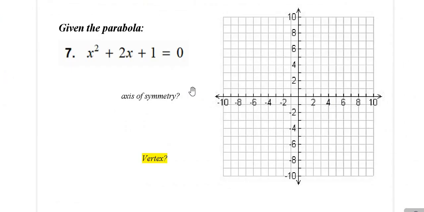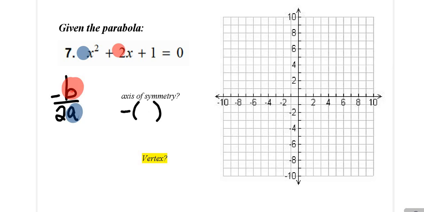Coming over here. Step number 1, our axis of symmetry is negative b over 2a. Once again, b is going to go right there. That's 2. Your a is going to be 1. So I have negative 2 over 2 times 1. So our axis of symmetry is at negative 1.